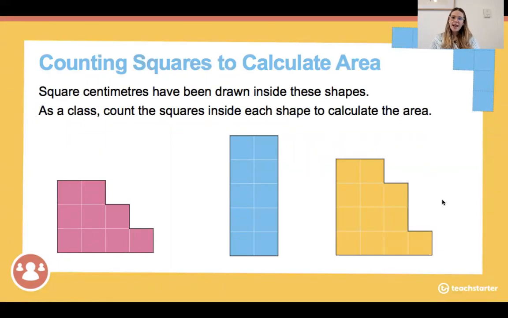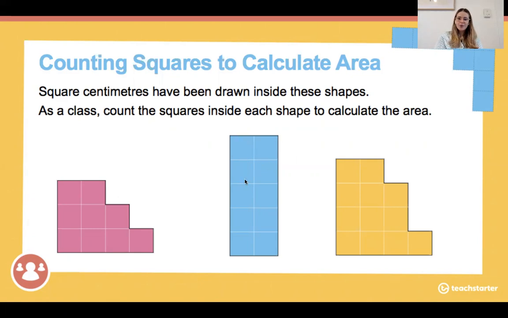Counting squares to calculate area. Square centimeters have been drawn inside these shapes. We're going to count these together. So I want you to count with me inside each shape to calculate the area. So let's have a look at the first shape using the pink squares. We can go 1, 2, 3, 4, 5, 6, 7, 8, 9. It's not just 9. The answer needs to be 9 centimeters squared, okay?